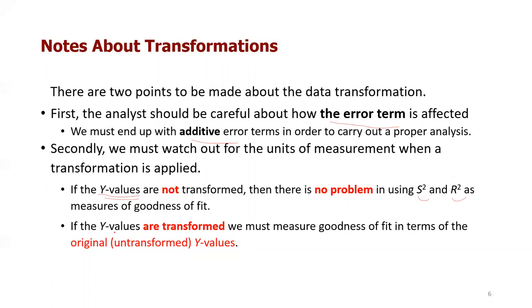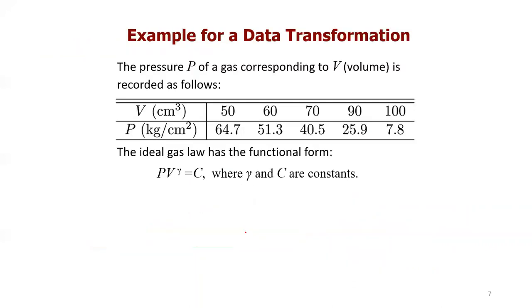But if you're transforming the y values, for example, if you're just taking the logarithm of y, then just be careful with the r square or s square values, okay? Because you should calculate the r square and s square depending on not transformed y, or not y star. You should calculate the r square and s square based on the real values of y, the untransformed values of y. Okay, so we have a small example here.